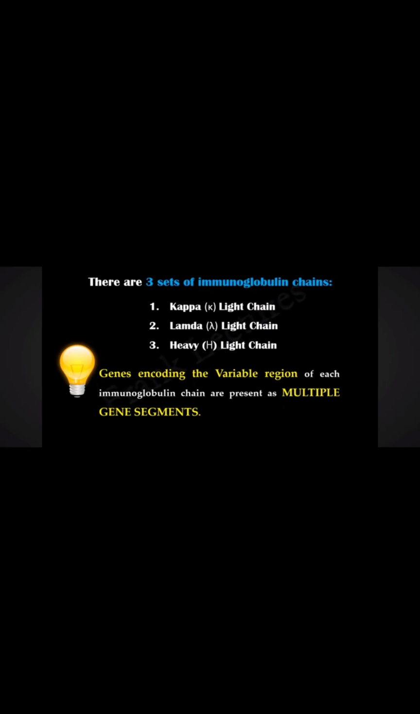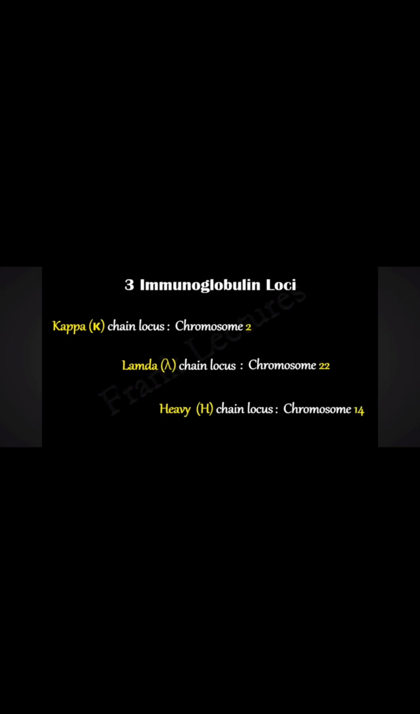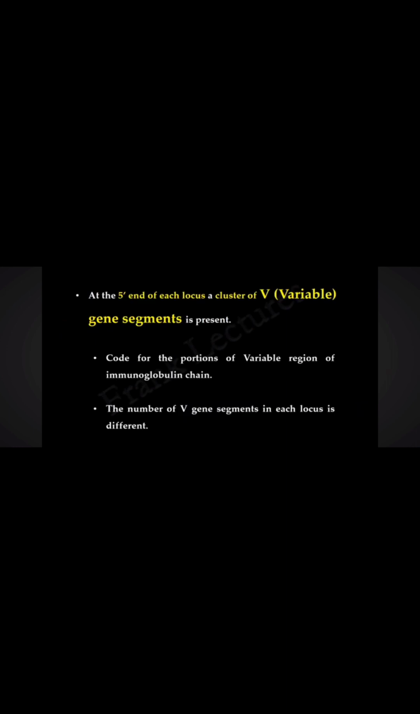Three sets of immunoglobulin chains are present: kappa chain, lambda chain and heavy chains. Chains encoding the variable region of each immunoglobulin chain are present as multiple gene segments. The kappa locus is present on chromosome 2, the lambda locus on chromosome 22, and the heavy chain locus on chromosome 14. The variable region is present at the end of each locus, as a cluster of V gene sequences, and it codes for the immunoglobulin chain; the V region is different for different genes.